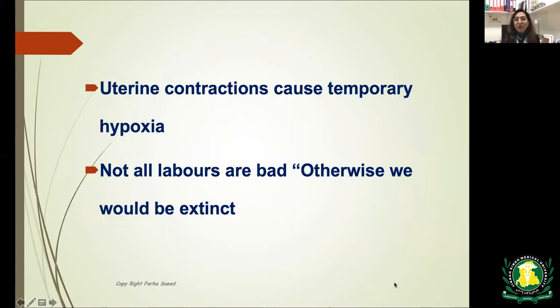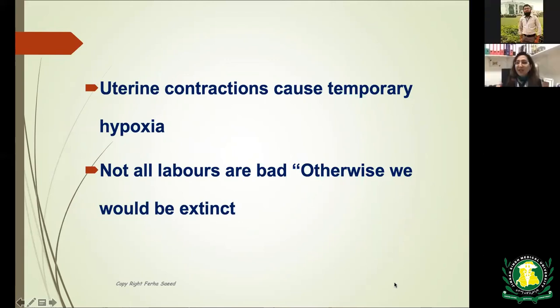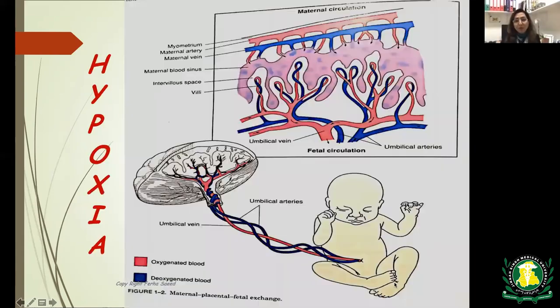As I told you, the uterine contraction causes temporary hypoxia. However, not all labors are bad, otherwise we would be extinct. We are able to cope with labor, that temporary hypoxia. The babies who have poor reserves to fight this hypoxia have problems.